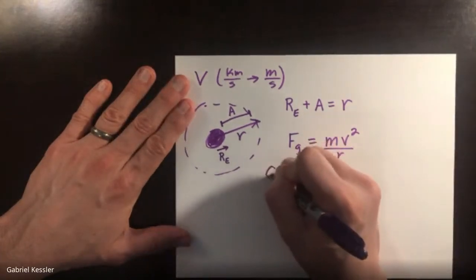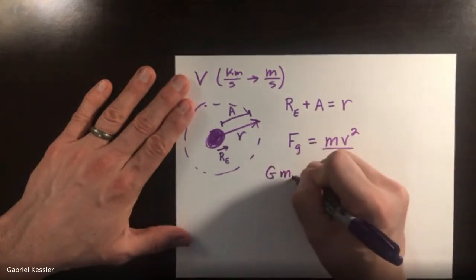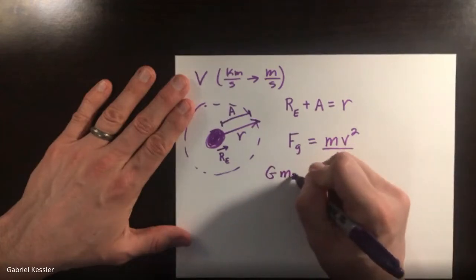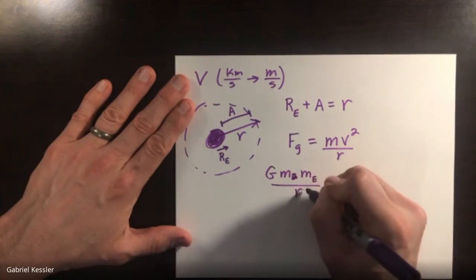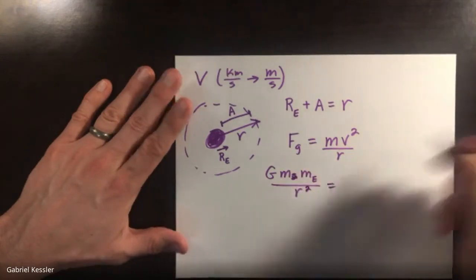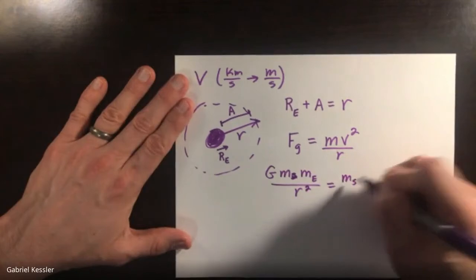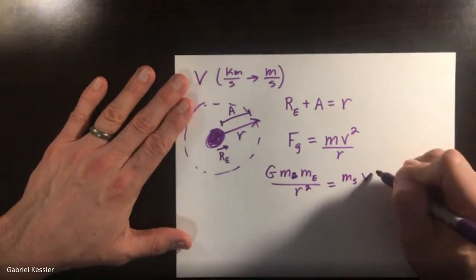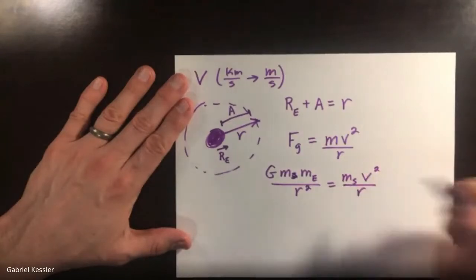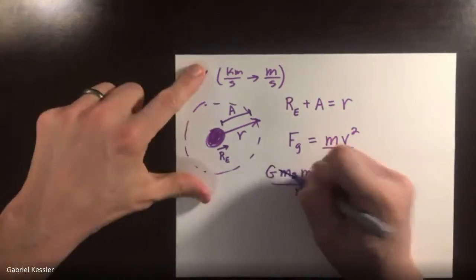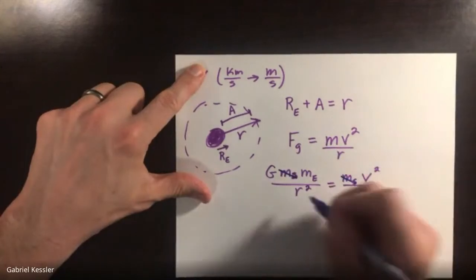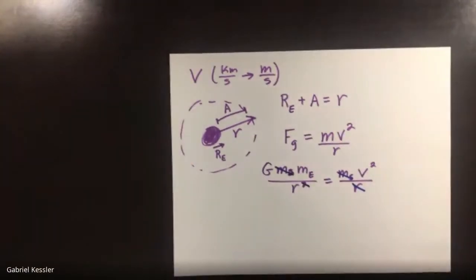So we get the gravitational constant times the mass of the satellite, that should be an S, mass of the satellite, mass of the Earth, divided by the distance between the two objects squared. That's going to be equal to the mass of the satellite times the speed of the satellite, which is given to us, squared, divided by how far away that satellite is. Okay. So from this, we see the mass of the satellite is actually going to cancel. One of the radii are going to cancel.